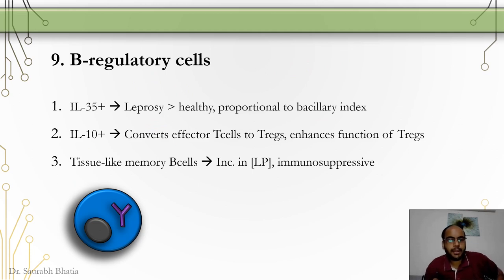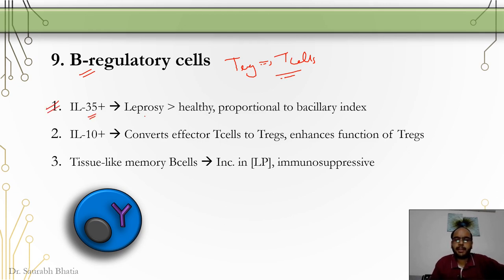The ninth player in our discussion, and I think this is the last player, are the B regulatory cells. They function the same as T regulatory cells. So T regulatory cells will regulate T cells, B regulatory cells will regulate B cells, okay, and there are different types. There are majorly three types: IL-35 positive, which is seen in leprosy and is proportional to bacillary index; IL-10 positive, which converts the effector T cells to T regulatory cells and enhances the function of T regulatory cells.